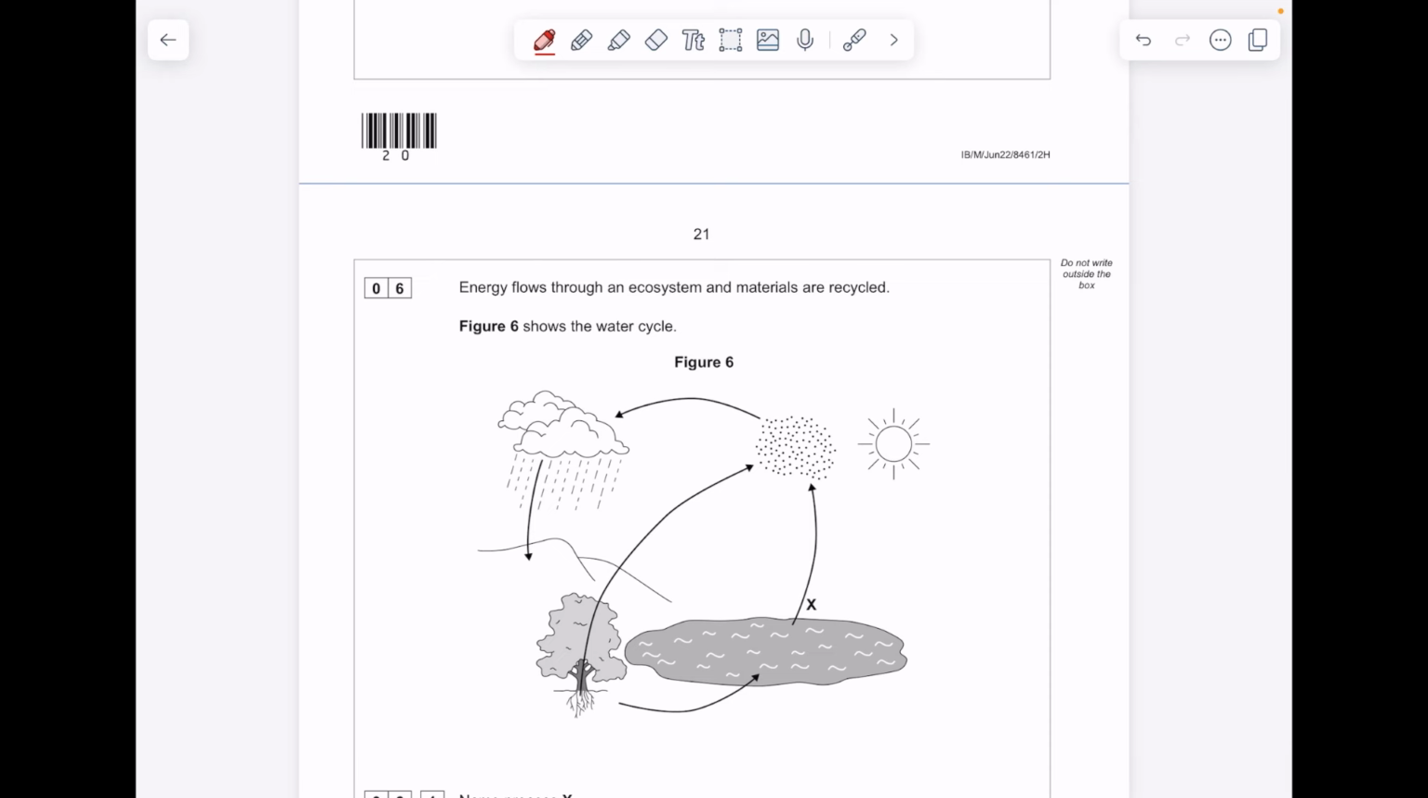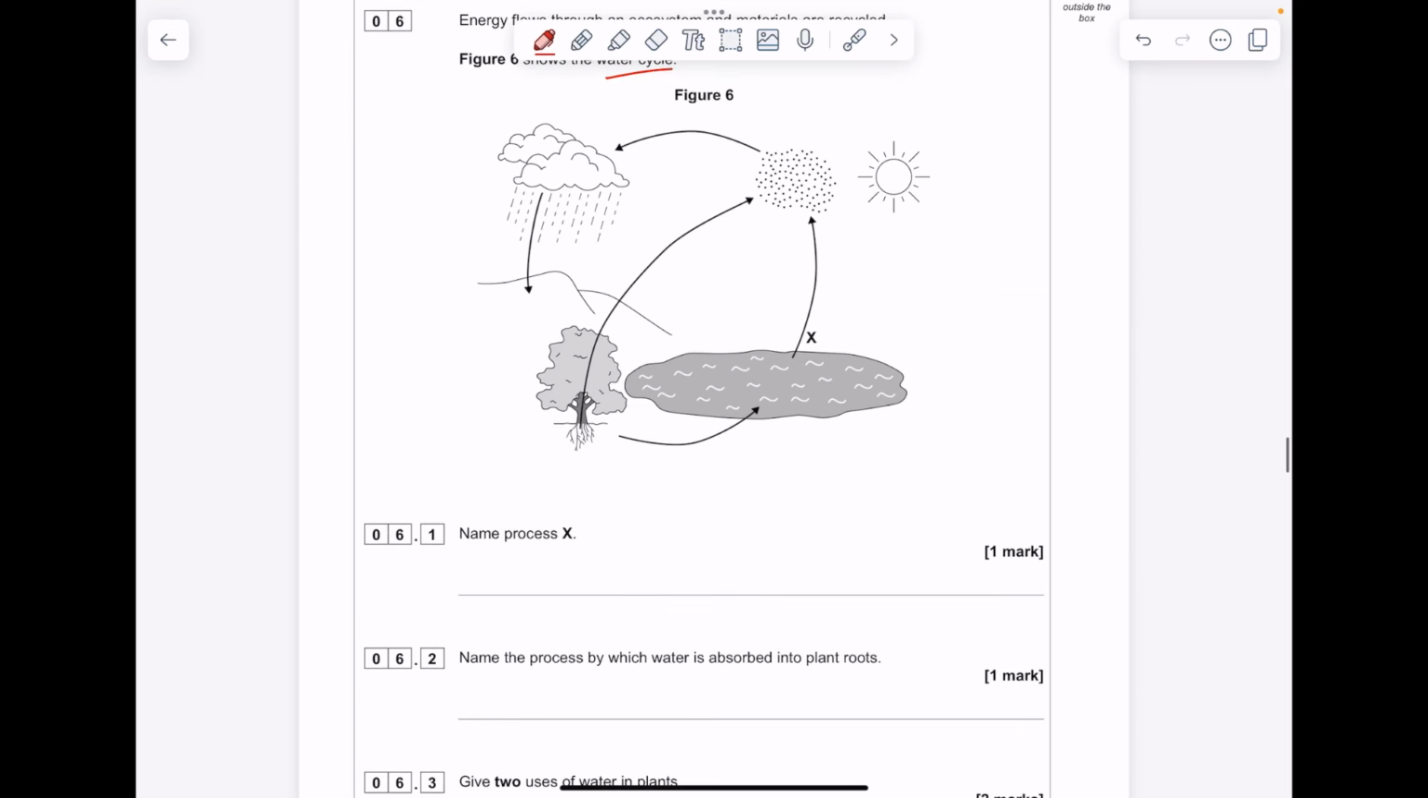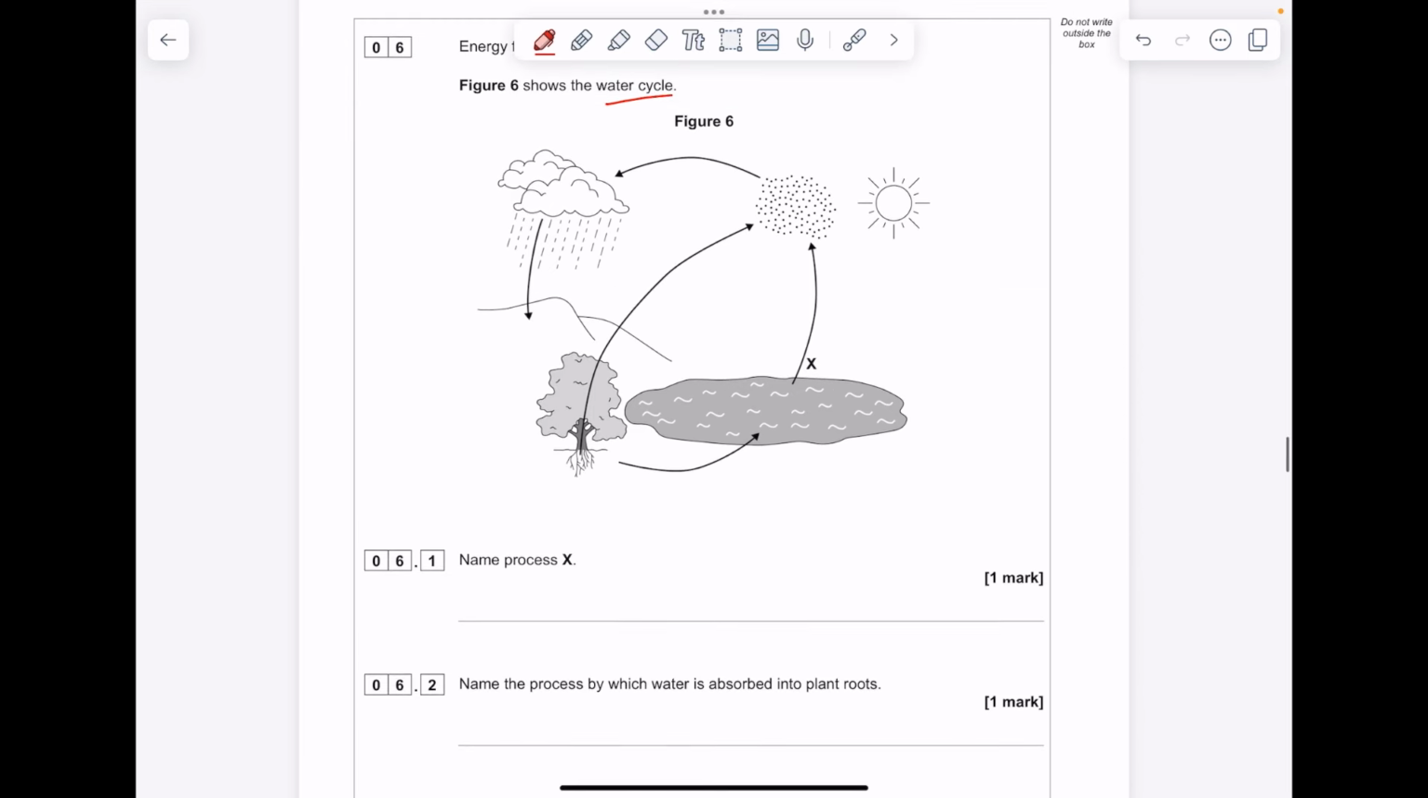Energy flows to an ecosystem and materials are recycled. Figure 6 is the water cycle, name process X. Here we have a lake, cloud. This is rainfall or precipitation. This is transpiration. So this here is evaporation.